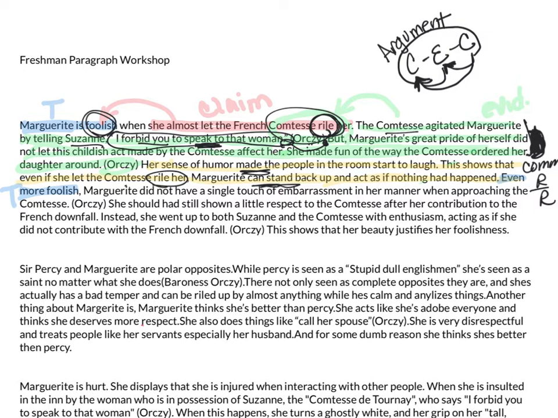Okay, I crossed that out instead of, sorry, I grabbed the wrong pen. So, let me grab my highlighter instead. "Marguerite did not have a single touch of embarrassment in her manner when approaching the Comtesse." That really is an opinion, and it should be, because this should be my claim setting up a new argument.